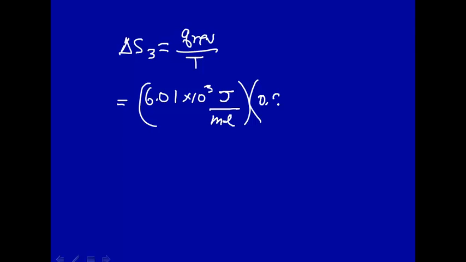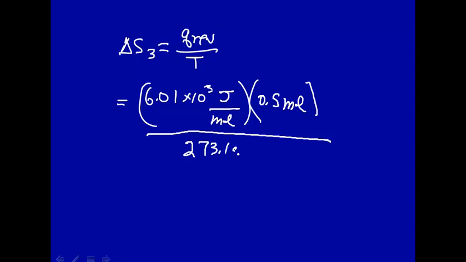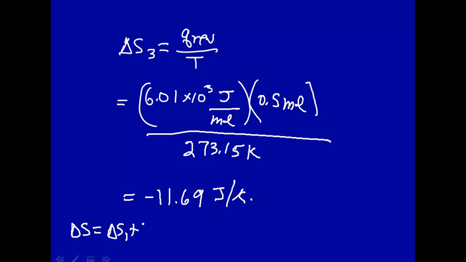We have 0.5 mole. So this will give us how much heat in joule is taken out of the system to take half a mole of water in a liquid state and put it into the solid state at 0 Celsius. And again, T is in Kelvin, 273.15 Kelvin. So the entropy change here, putting those numbers in, is minus 11.69 joule per Kelvin.